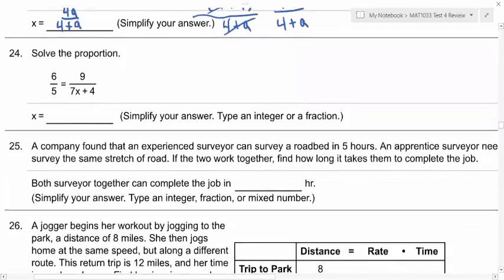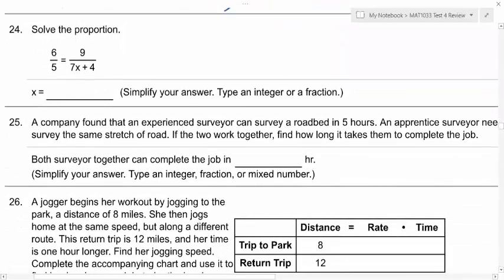Okay, so now we're going to solve a proportion. What is the trick to solving a proportion? What's the shortcut you can use? You can multiply across. So you can multiply the 6 times what? The 7x plus 4. Good. And then you can multiply the 5 times what? The 9. Good. Do you know why that works?